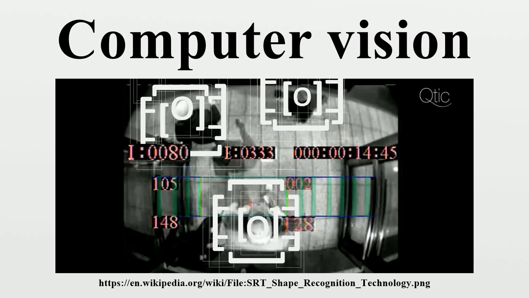Computer vision includes 3D analysis from 2D images. This analyzes the 3D scene projected onto one or several images, e.g., how to reconstruct structure or other information about the 3D scene from one or several images. Computer vision often relies on more or less complex assumptions about the scene depicted in an image.